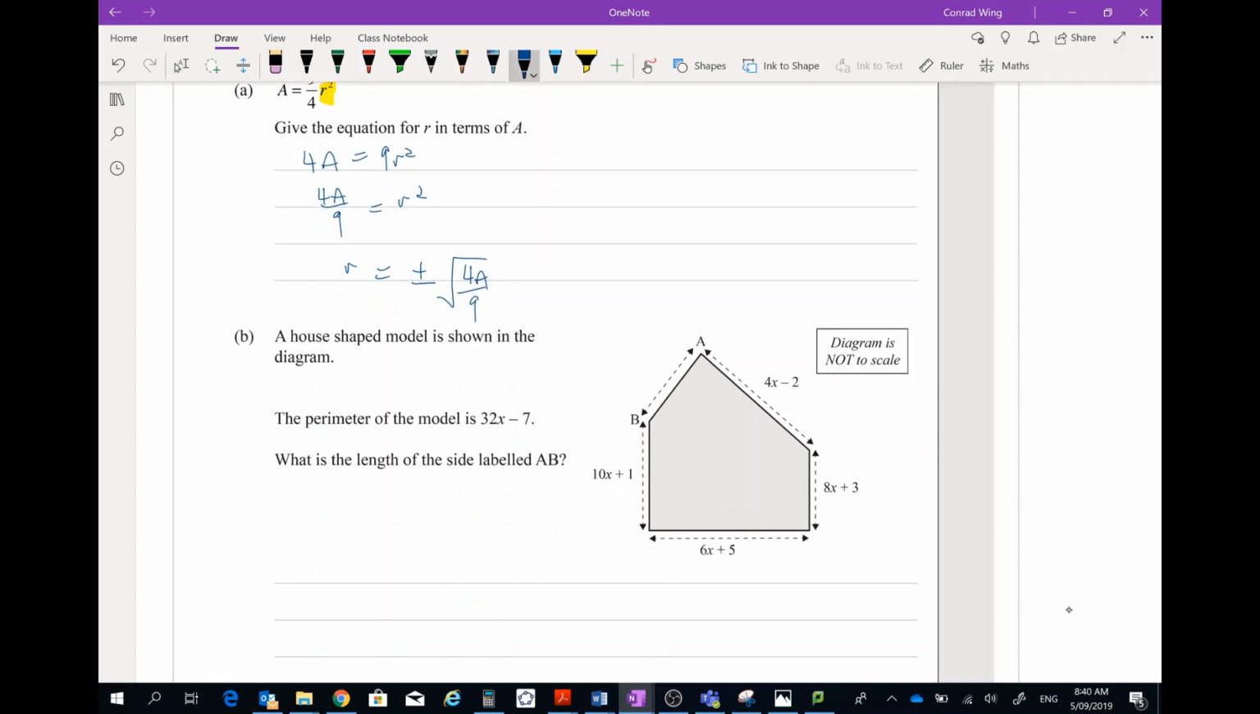Other options for this are, you could write this as equals the square root of 4 is 2, square root of 9 is 3, so you could also write it like this. Right? That's another possibility.